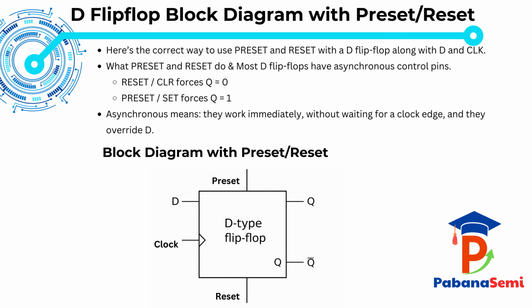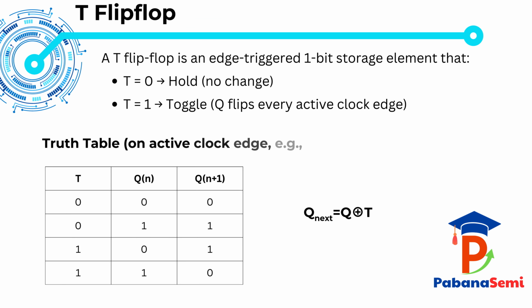So even if the clock is not toggling, if reset is asserted, Q becomes 0 instantly. If preset is asserted, Q becomes 1 instantly. When both preset and reset are inactive, the flip-flop behaves normally. On the active clock edge, Q takes the value of D and holds it until the next clock edge. So in summary, preset and reset give us direct control of the output, while D and clock control the normal synchronous data operation.